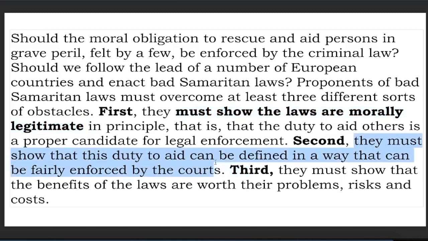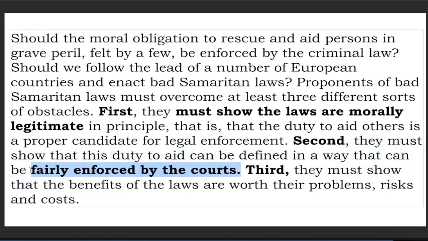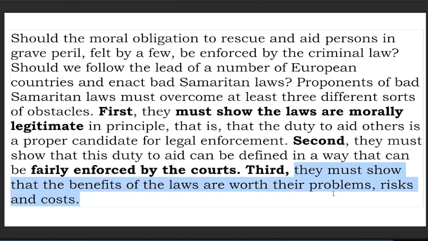Second, they must show that this duty to aid can be defined in a way that can be fairly enforced by the courts. So I'm just trying to summarize it for myself point by point. Enforced by courts, right? The second challenge. Third, they must show that benefits of the laws are worth their problems, risk and cost.